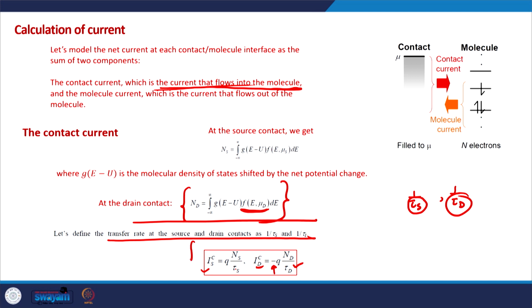So this is just the contact component of the current. The current is given as the charge transfer, which is Q times Ns, divided by the time that it takes for the charge to travel through the device. So this is the source contact current. Similarly, the drain contact current will be Q times Nd divided by tau d, with a minus sign because electrons are going from the molecule to the drain. So this is just the contact component of the current.